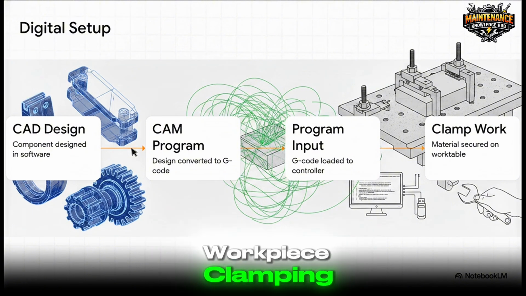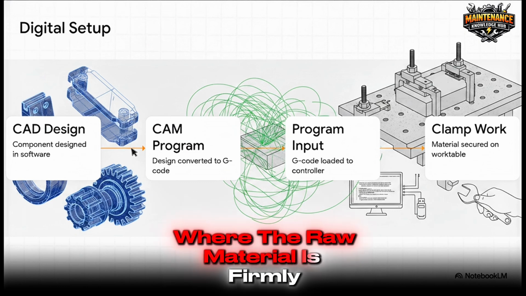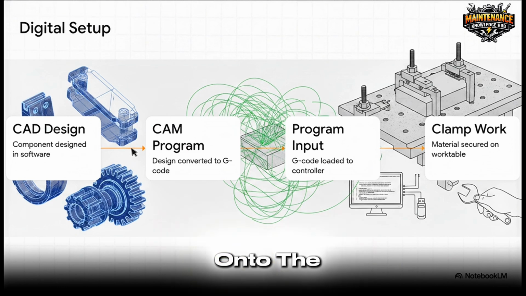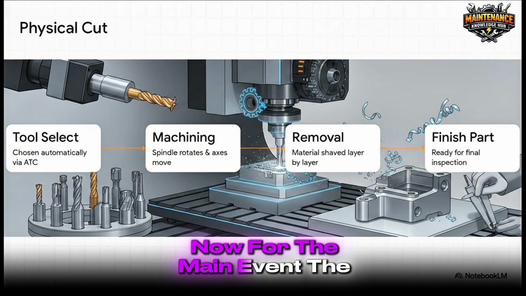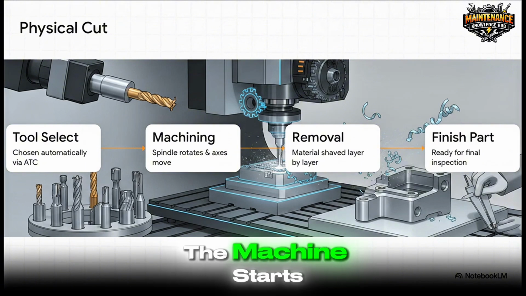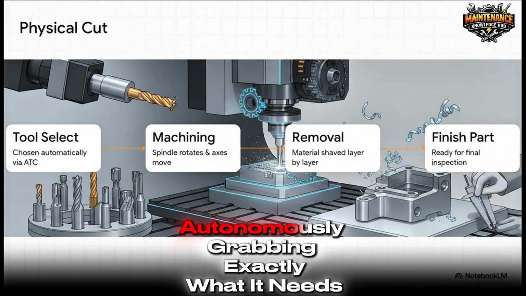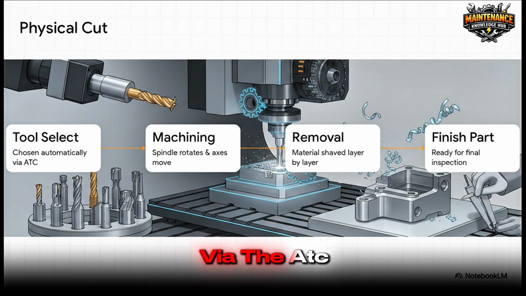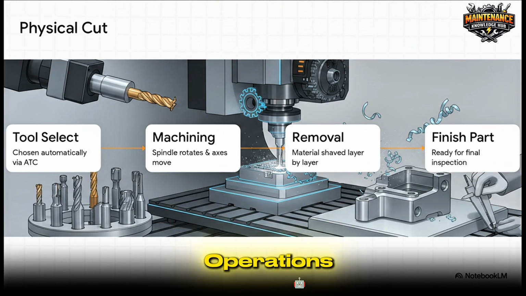And finally, workpiece clamping, where the raw material is firmly locked down securely onto the work table. Now for the main event, the physical cut. The machine starts with tool selection, autonomously grabbing exactly what it needs via the ATC. Then, the machining operation springs to life.